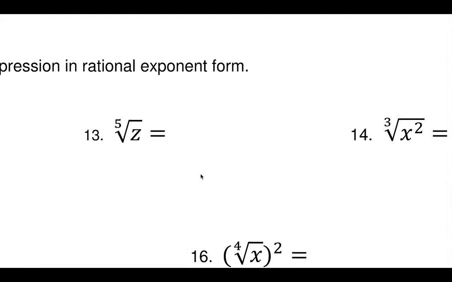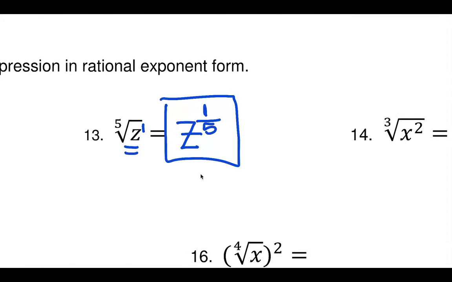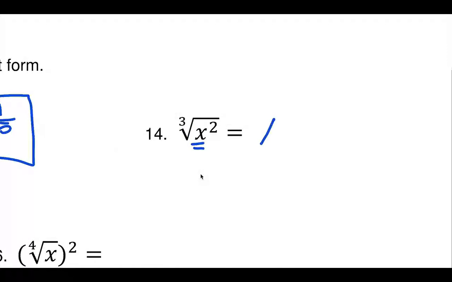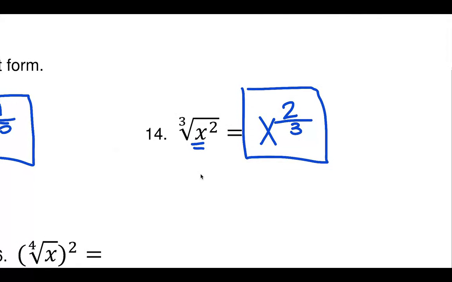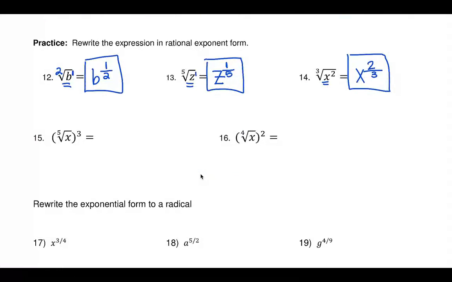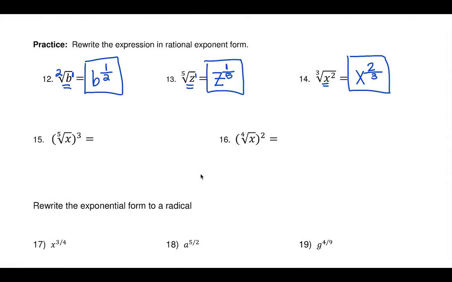Okay, this one, again, my base is Z. Whatever exponent's inside goes on top. There's a 1, there's nothing there, and then the 5 is outside, so that's on bottom. Okay, base of X, 2 is inside, so it's on top. 3 is outside, so it's on bottom. So if you know the rule, you're just rewriting. There's no math involved, just rewriting stuff.